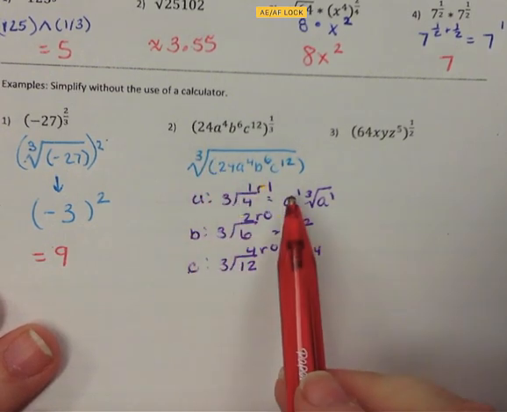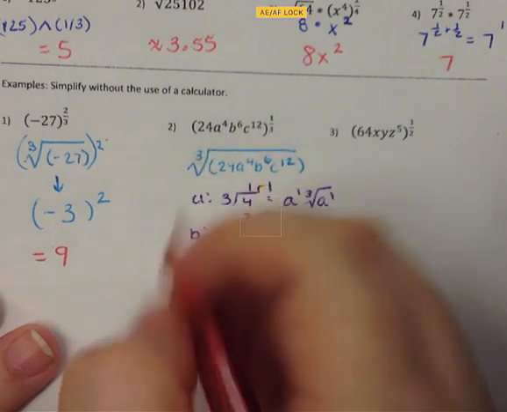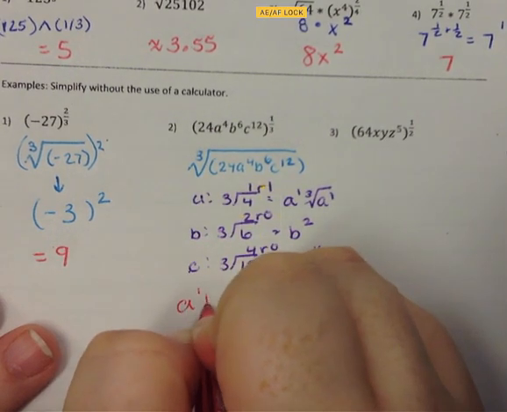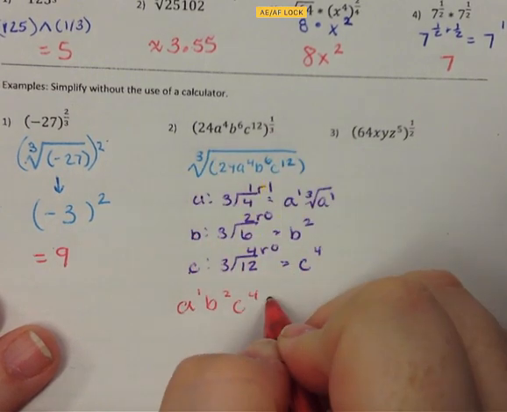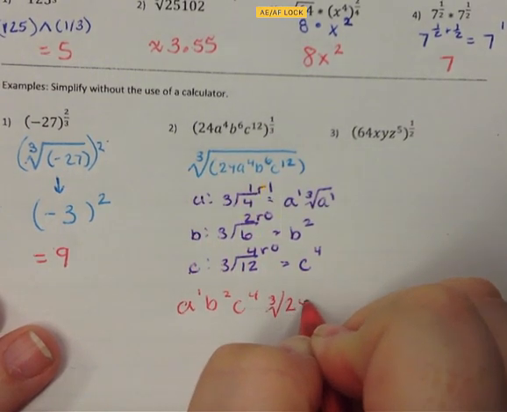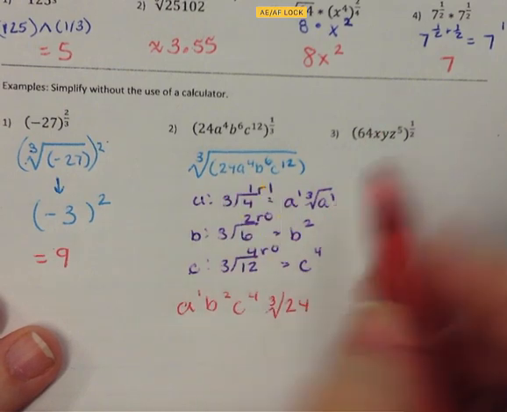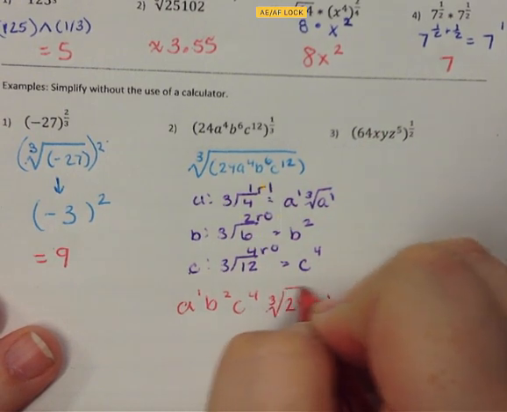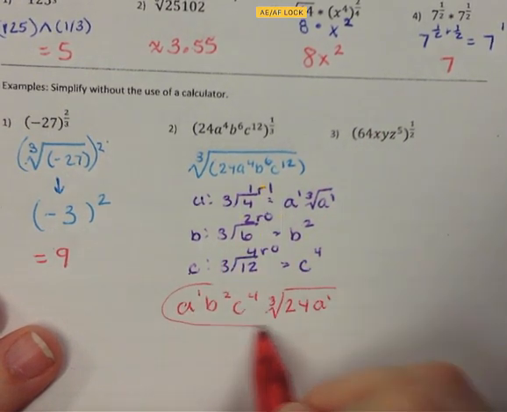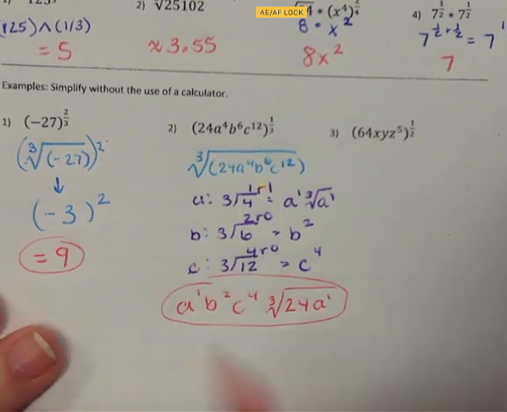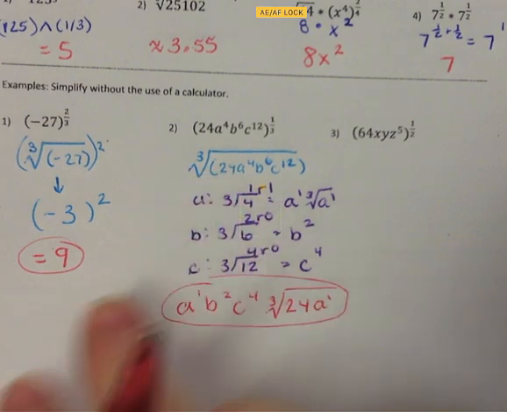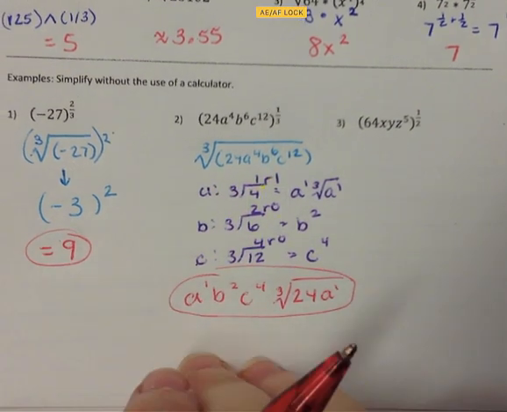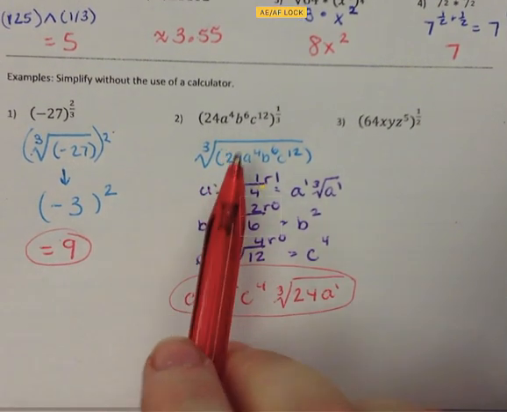So ignore that for a second. All of our coefficients: a to the 1st, b to the 2nd, c to the 4th. And then we still have the cube root of 24, because we could not simplify that. And that would be our final answer. The cube root of 24 will give us a decimal, because 2 cubed gives us 8 and 3 cubed gives us 27. 24 is in between those, so it's a decimal.